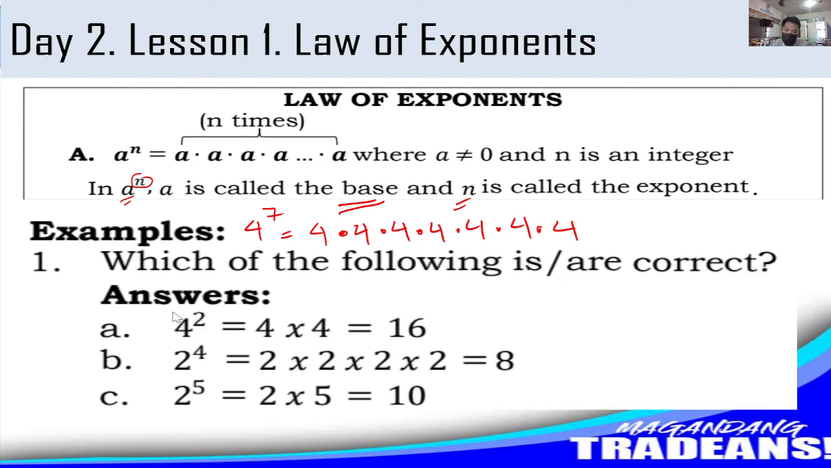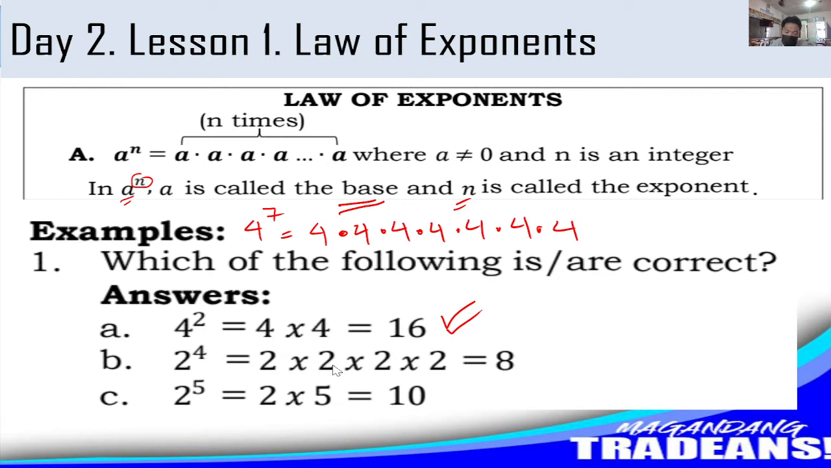Tama po ba? Pause lang muna bago ko i-reveal ang answer. Okay, I will reveal now the answer. 4 squared is 4 times 4 is equals to 16. Tama po yan siya. Correct. Next. 2 raised to the power of 4. Ilang beses ulitin? 4. 1, 2, 3, 4. Tama po yan siya. 4 na beses.